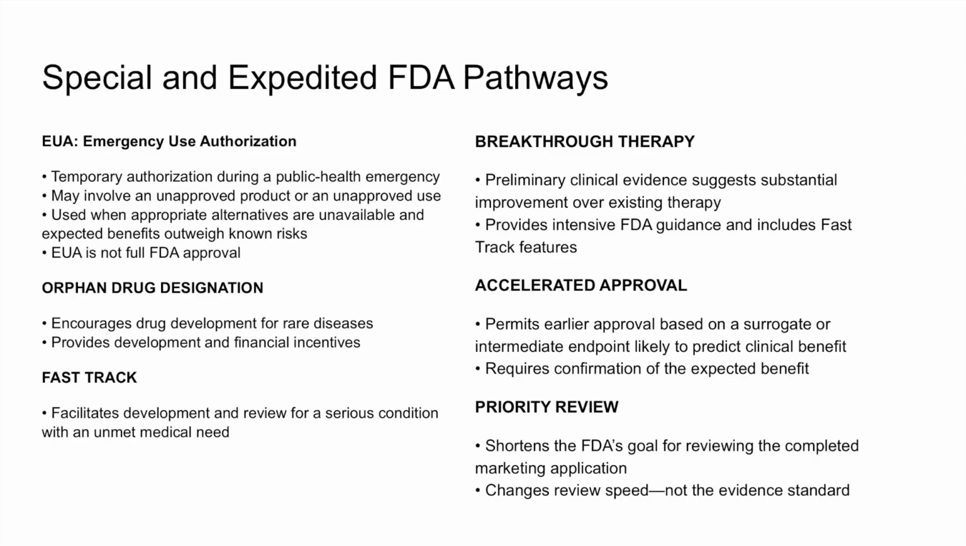Fast track and breakthrough therapy both target serious conditions, but breakthrough therapy requires preliminary clinical evidence suggesting substantial improvement and provides more intensive FDA guidance. Accelerated approval allows earlier approval using a surrogate endpoint that is reasonably likely to predict a benefit, followed by confirmatory studies. And then finally, you have priority review, which simply shortens the review timeline for a completed application. It does not reduce the evidence required, but there you go. So the exam strategy is to identify exactly what part of the process is being accelerated.